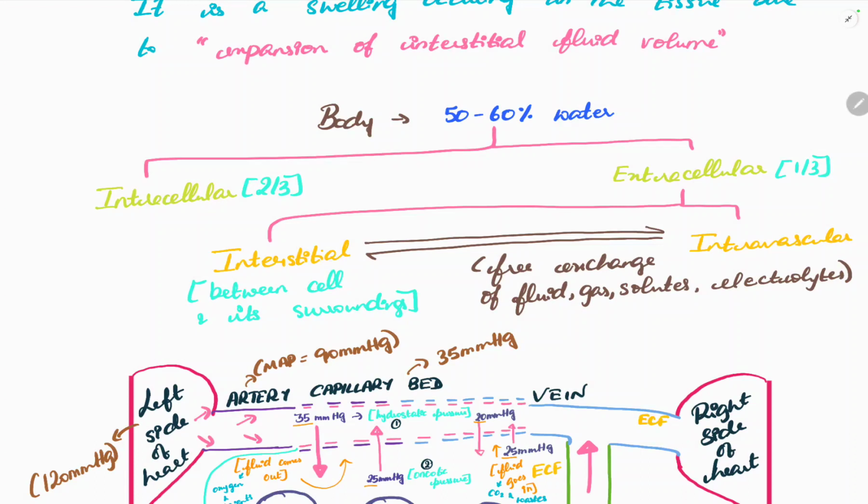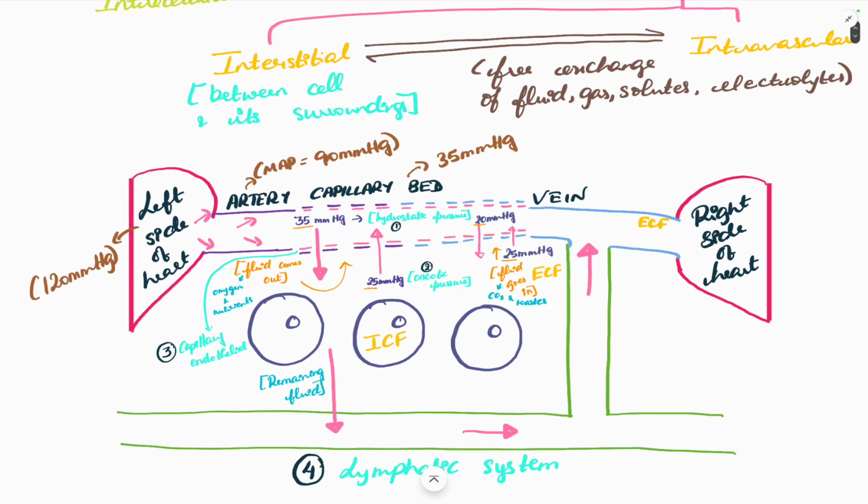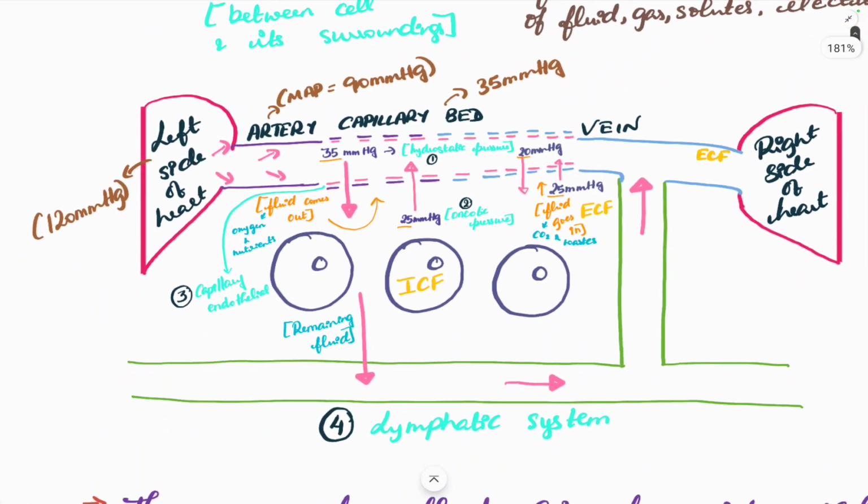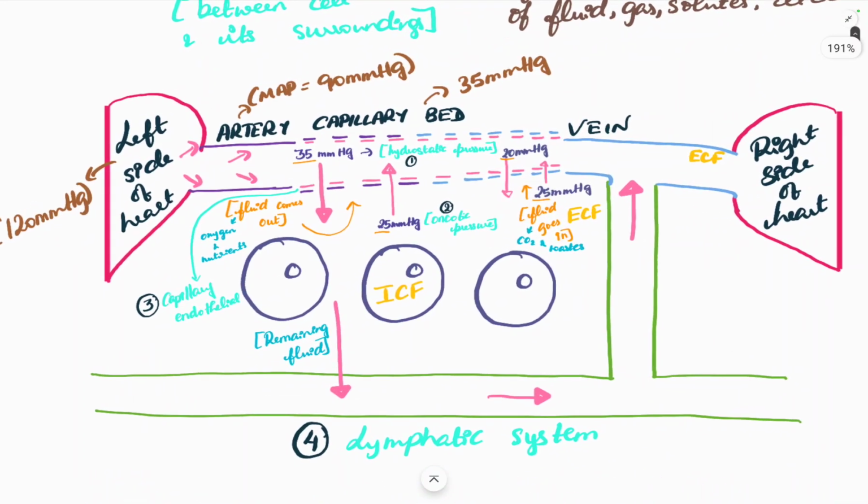So there's going to be a free exchange of fluid, gas, solutes and electrolytes within the interstitium and the intravascular fluid. There's going to be free movement of fluid, gas, solutes and electrolytes. So coming to the main part, what are the major causes of fluid displacement between the intravascular and the interstitial space?